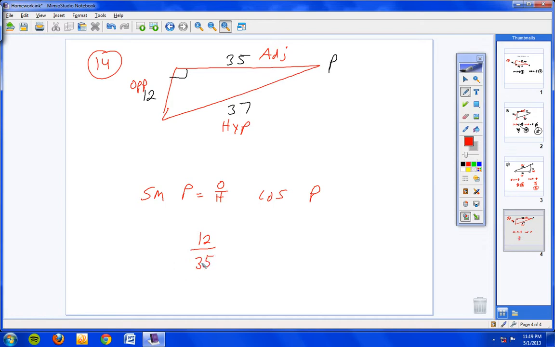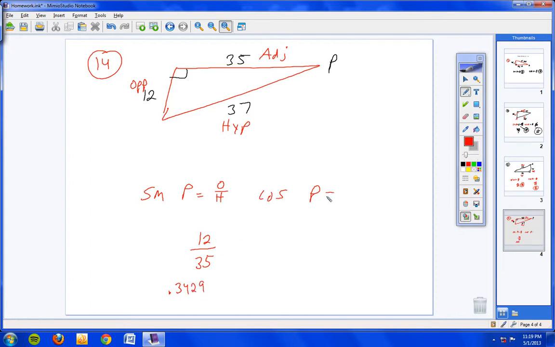Okay? Now, I can't think of any numbers that would allow you to reduce this. So there's one answer. They wanted a fraction and a decimal, so 12/35 would be one answer. And then the other one would be 0.3429. Just type that into your calculator.